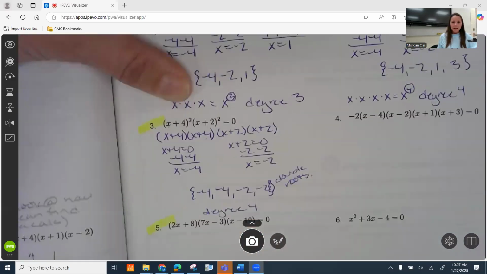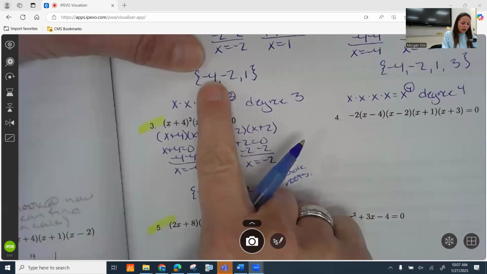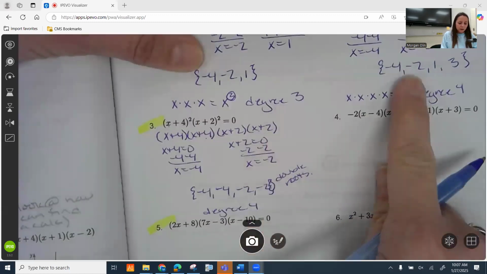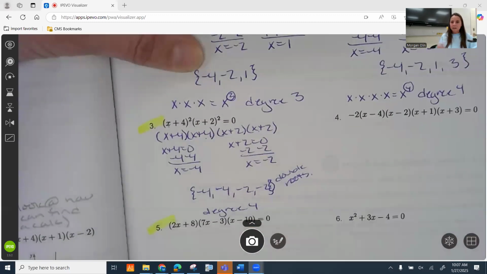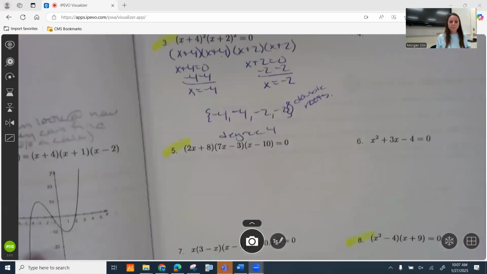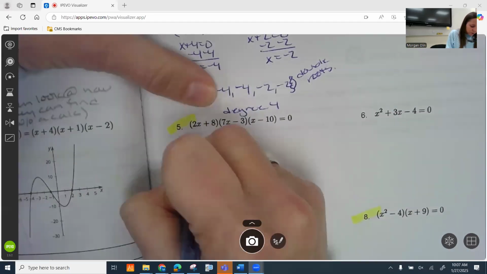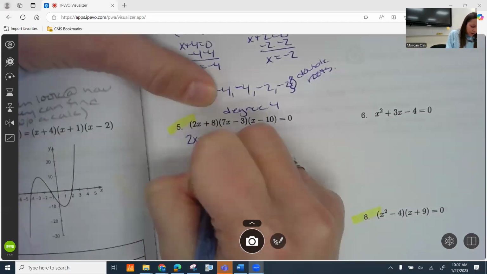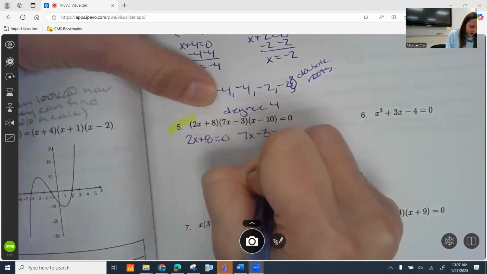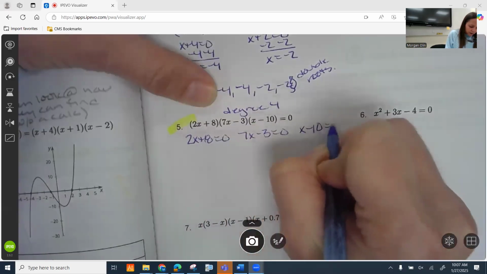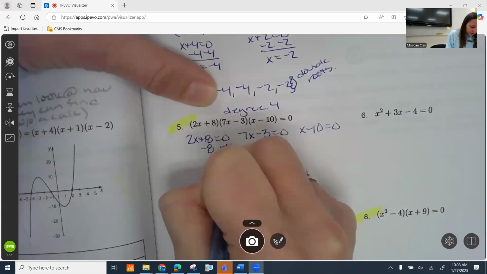All right, and each time I want you to take note of how many roots I had and the degree. Think about that for a second. Now here, if I want to find the roots, or what this makes true, so 2x plus 8 equals 0, these are a little more complicated. These aren't as easy to solve, but we can still do it. Subtract 8 here first.